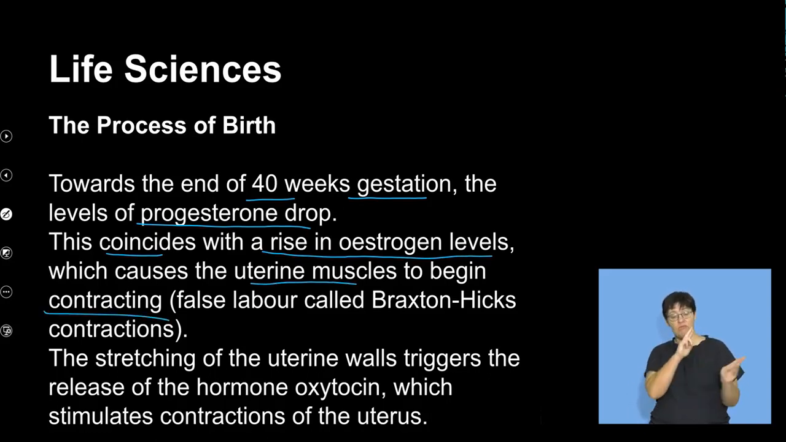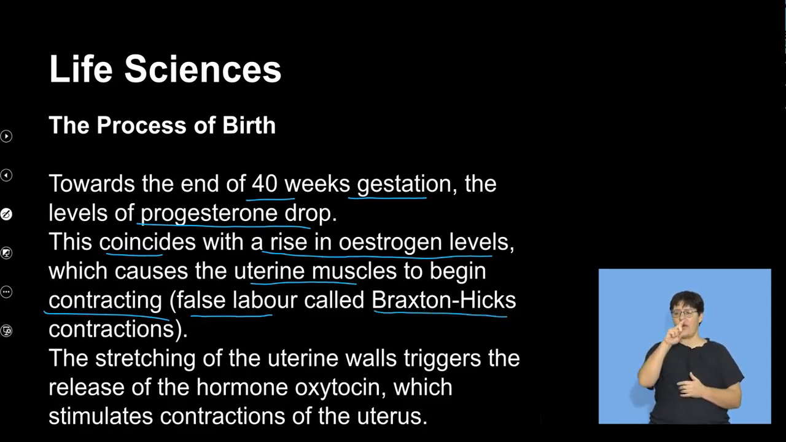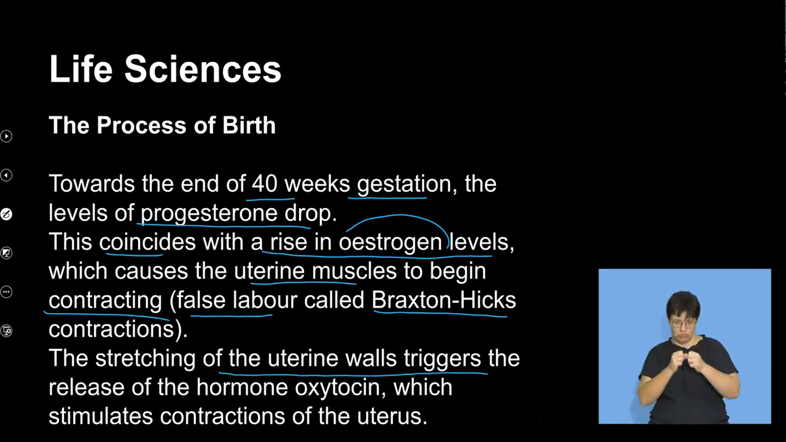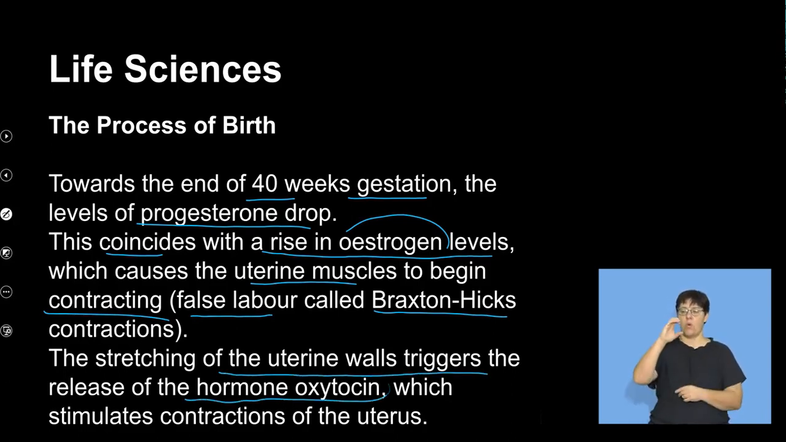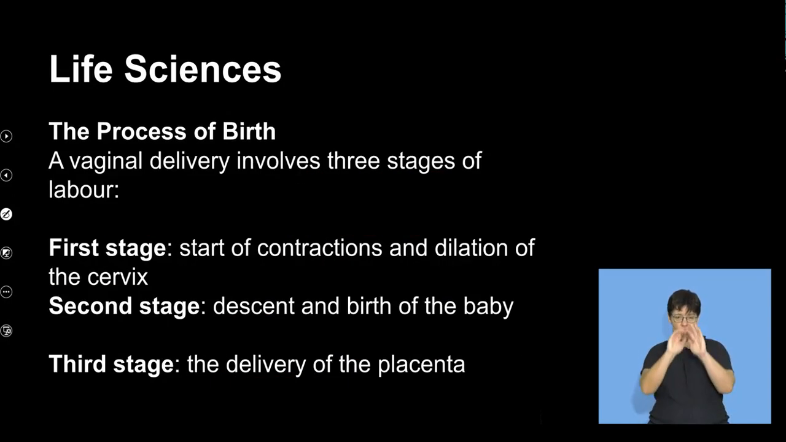And this we refer to as false labor, and sometimes you would have heard the term Braxton Hicks contraction. So these are contractions that happen due to an increase in the levels of estrogen. This in turn stimulates the stretching of the uterine walls, which triggers the release of the hormone oxytocin and further stimulates the contraction of the uterus. The process of birth, where it happens through the vaginal delivery, involves 3 different stages.